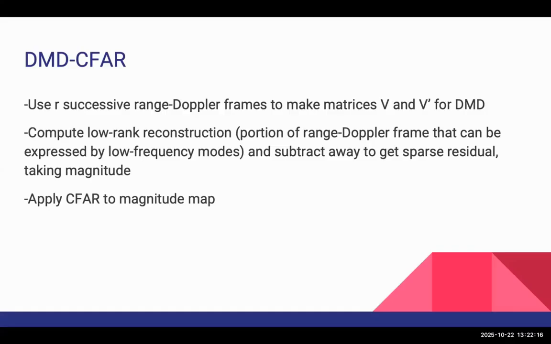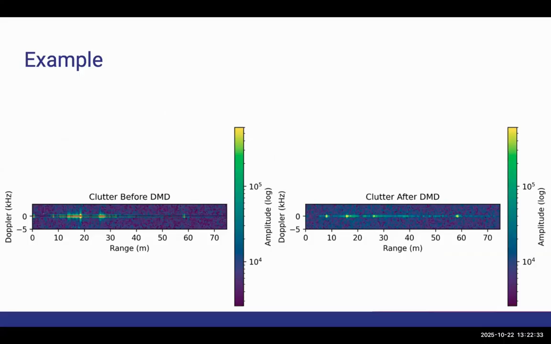So you subtract that away, and then you get some sparse residual. You take the magnitude, and then you have some magnitude map that hopefully shows your moving target more clearly. And finally, you apply CFAR, in our case cell averaging CFAR, to that magnitude map. In an example, you can see some clutter here before DMD, and you can see it clears up the clutter a bit. You don't have these large peaks on the clutter graph anymore. So this is just a simple example of how this technique can be used to clear up data.